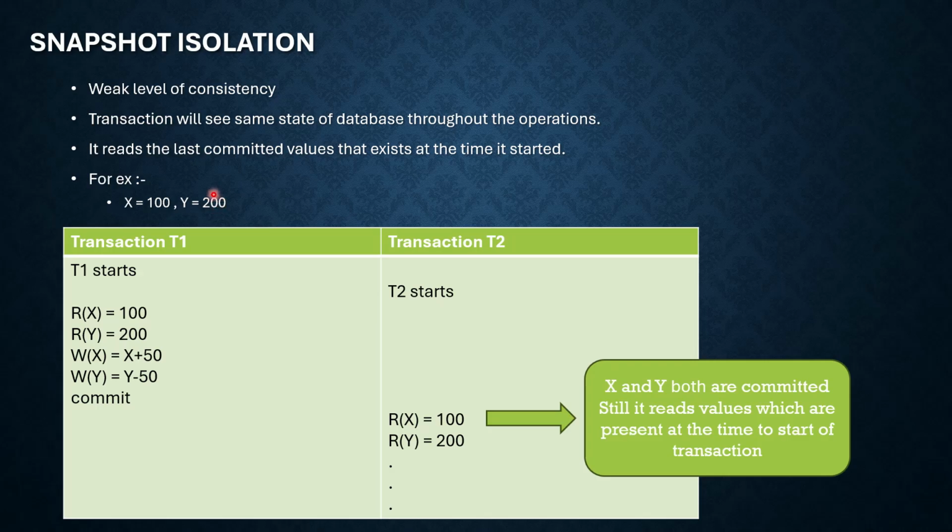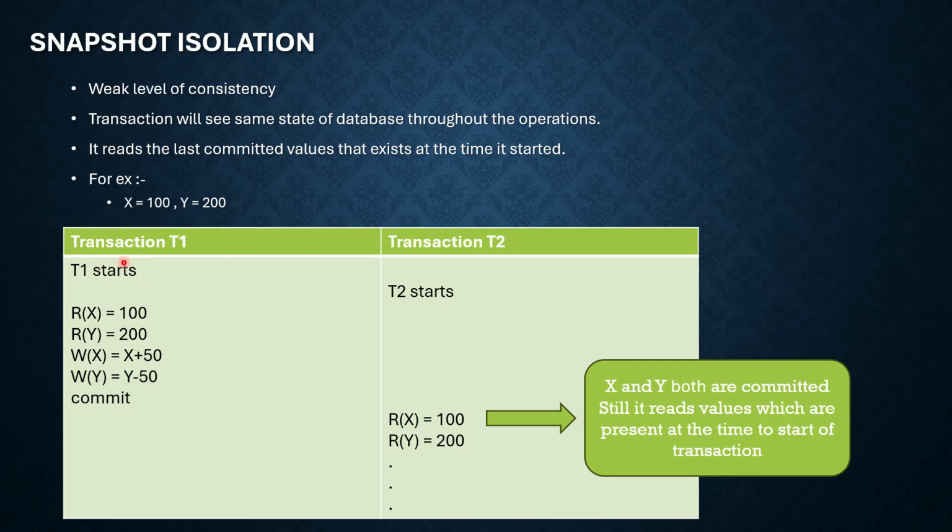in snapshot isolation, if a transaction starts, it will take a snapshot. In simple language, I can say it will take a picture of the whole database into its local memory. Then if it makes any change on the database, that will be stored in its local memory and will not be visible to other transactions.